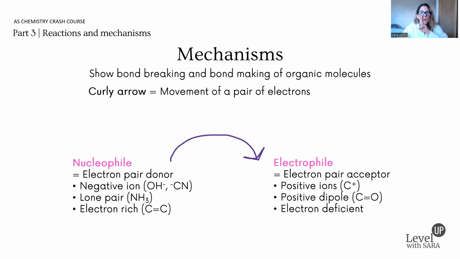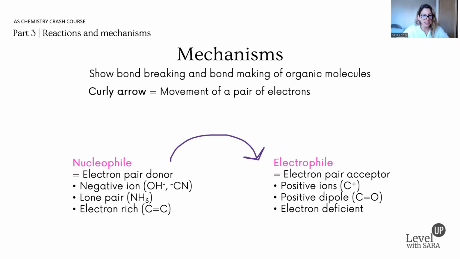The second most important thing that I want you to focus on is understanding nucleophile and electrophile, their definitions and some examples, because that's the first analysis that we need to do in a mechanism. A nucleophile is an electron pair donor. So the curly arrow always starts from the nucleophile, and it moves to an electrophile, which is an electron pair acceptor.